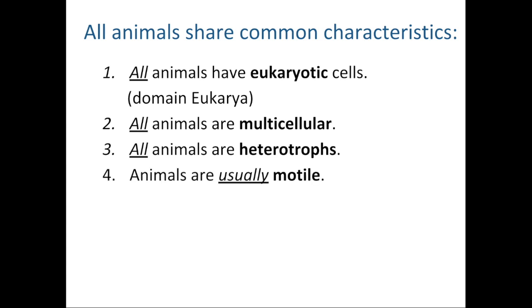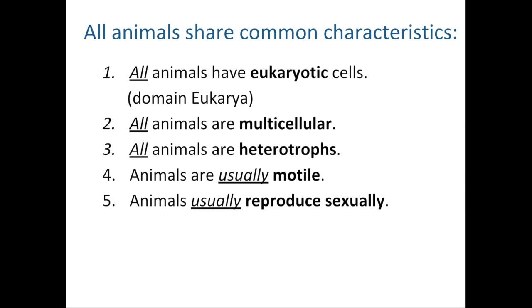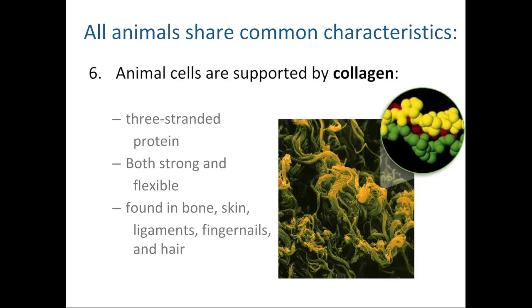Animals are usually motile. Usually, one of the things that we look at when we're trying to decide if something's an animal or not is, does it move around? There are exceptions to this, and we'll see some of those today. And animals usually reproduce sexually. We have some examples of animals that can also reproduce asexually, but the normal way to reproduce for animals is sexual reproduction.